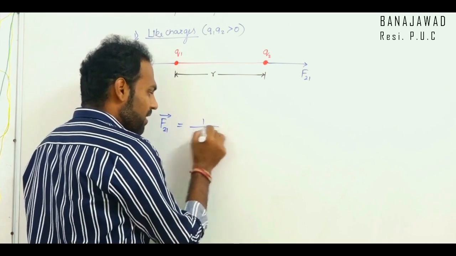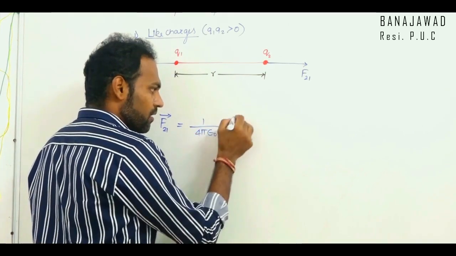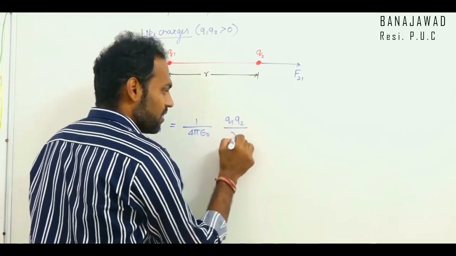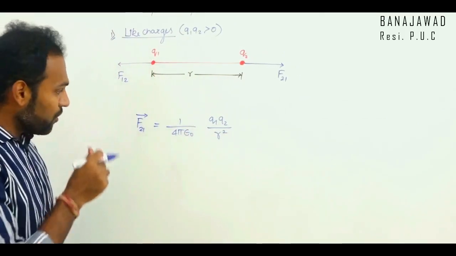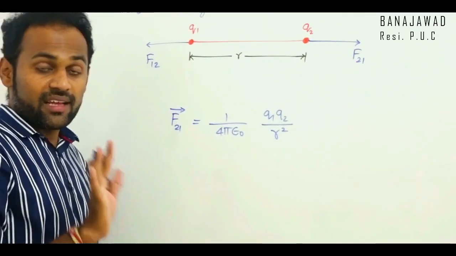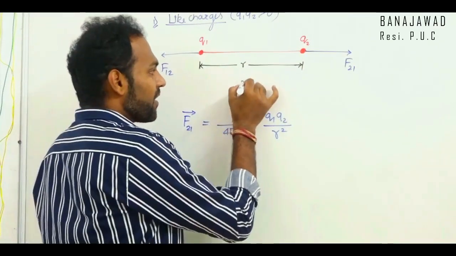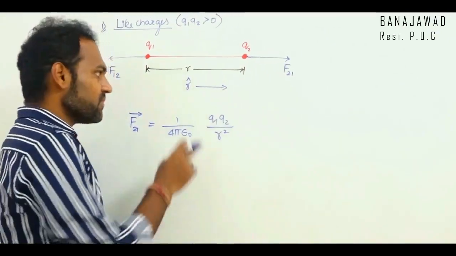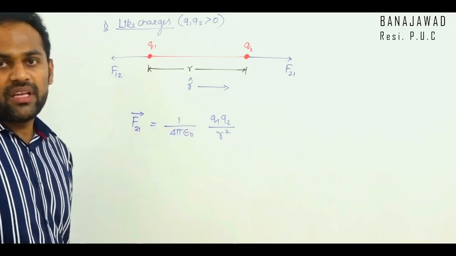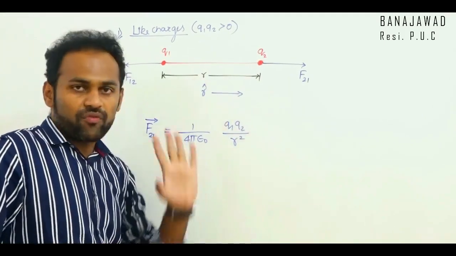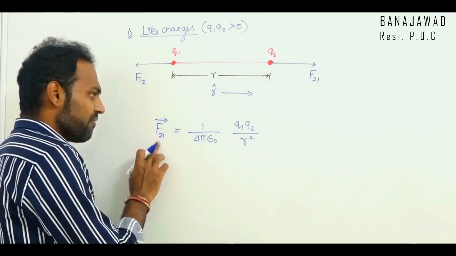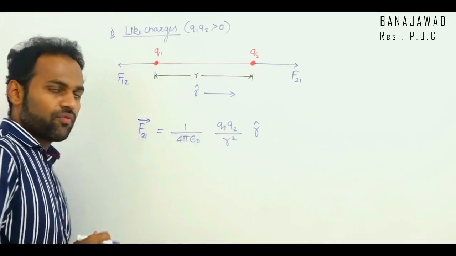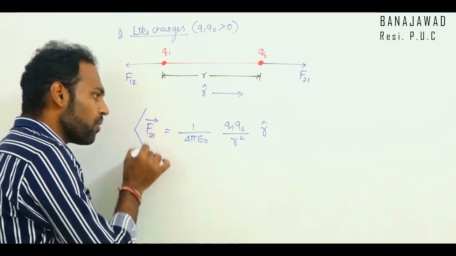See, 1 by 4 pi epsilon naught Q1 into Q2, these are the 2 point charges separated by distance r, so we'll take it as r square. When you introduce a vector notation here, at that time, we have to take a unit vector in that direction. Let r cap be the unit vector in the direction of F21. So when I introduce the vector notation here, I should introduce a unit vector which will be along the direction of F21. So this is the vector form of Coulomb's law.